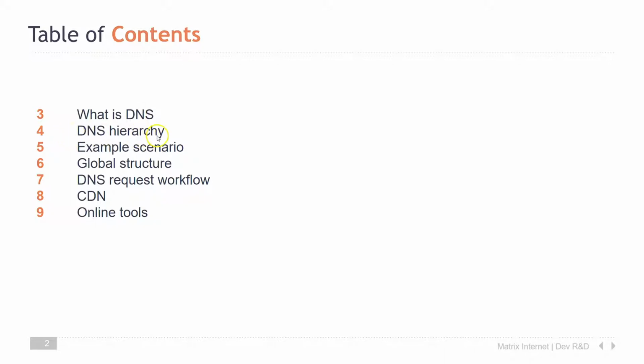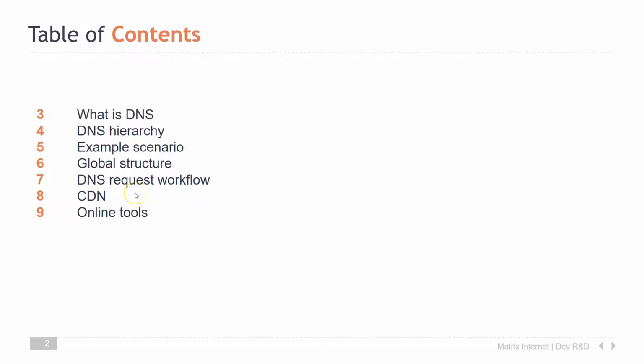We'll have a look at the hierarchy of DNS. I put together some example scenarios. We're also going to have a look at how it works globally, the different DNS servers and propagation on the global scale. We're also going to look at how the DNS request workflow works, from when you type a specific URL into your browser all the way to getting the page rendered in your browser, right?